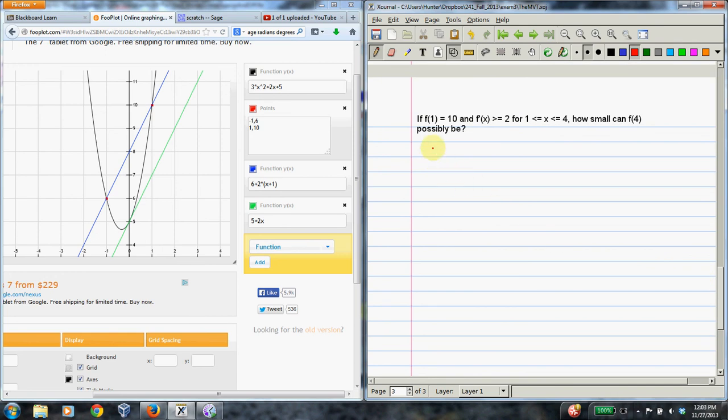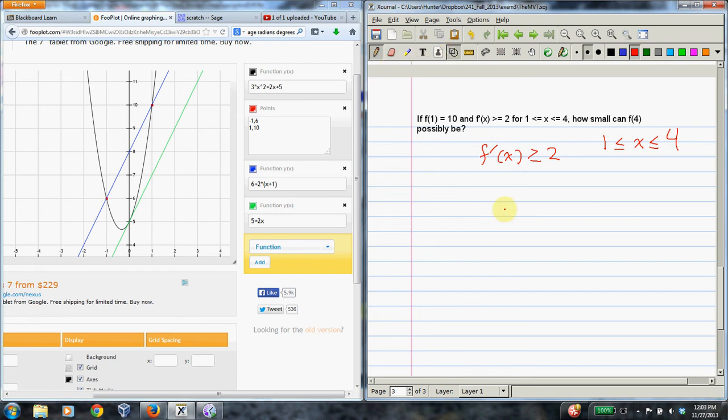This last question says, if f of 1 equals 10 and f prime, this is my way of writing it on the keyboard, is greater than or equal to 2. So if the derivative is always greater than or equal to 2, on the interval 1 is less than or equal to x is less than or equal to 4, how small can f of 4 possibly be?